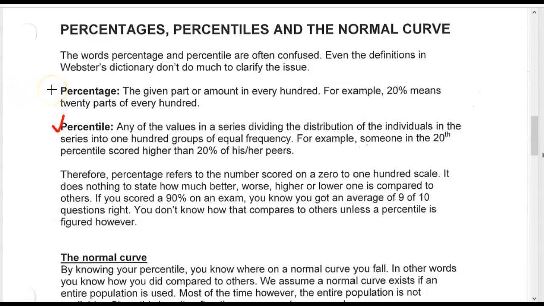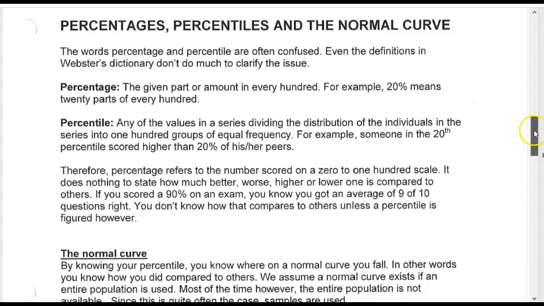But did you meet your goal? You were supposed to sell 300 items and you sold 270? Well, you sold 90% of your goal. And maybe that's a good thing or maybe not. So that's how percentage and percentile are different from each other.